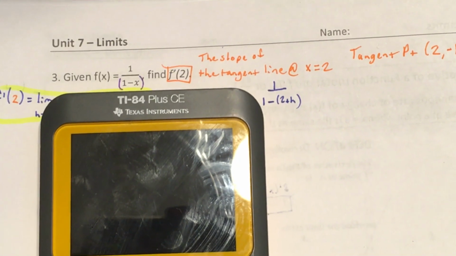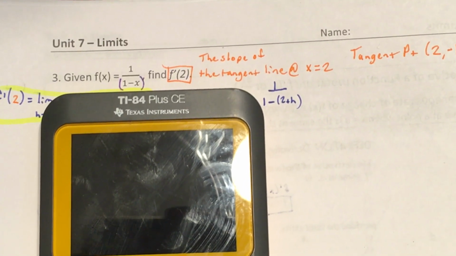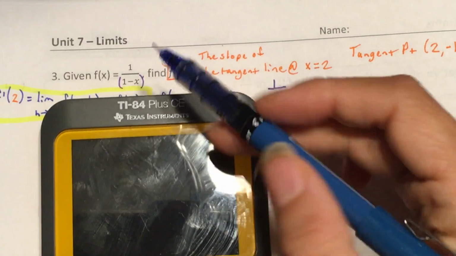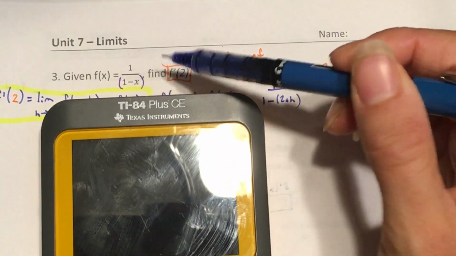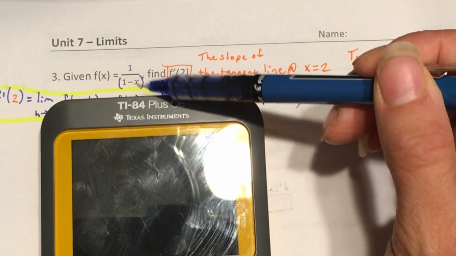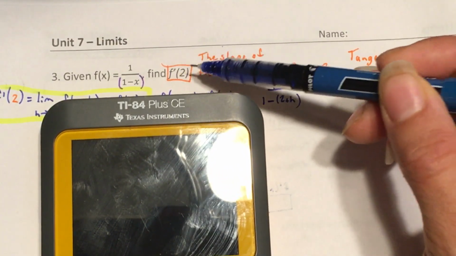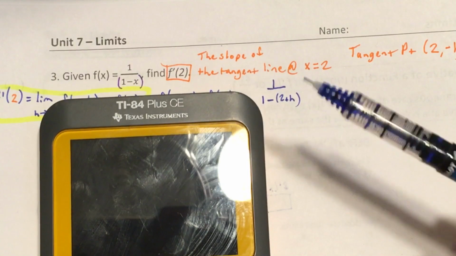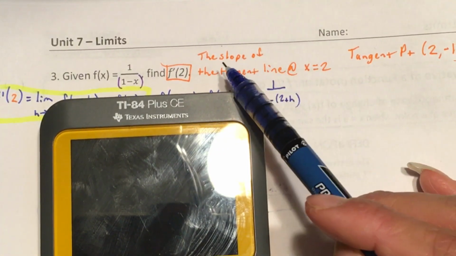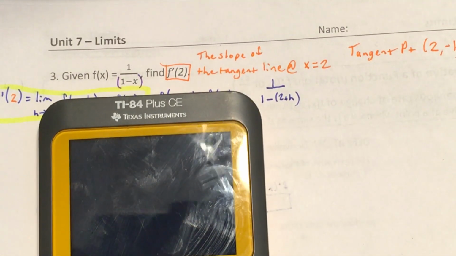All right, folks, to save us some time on this next problem, I've already written down a few things. First, our given function is a rational function. If you type this in on your calculator, please make sure you enclose that denominator in parentheses. And we want to find f prime of 2, or the derivative at 2, or the slope of the tangent line at x equals 2.